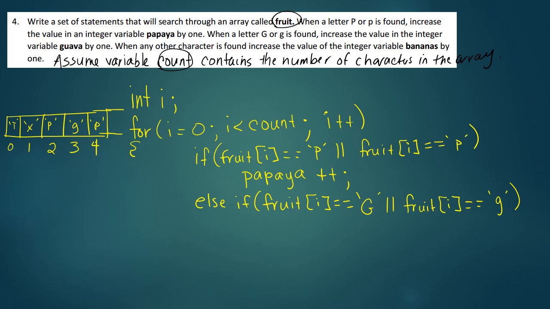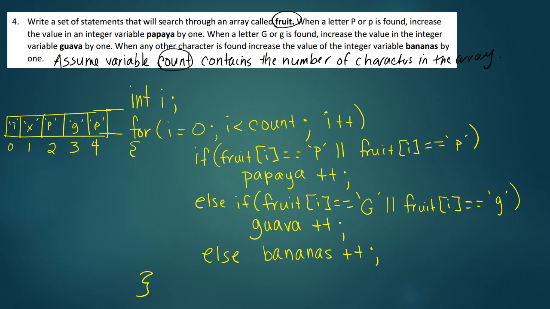So if we find a G, then we're going to add 1 to guava. And then if you find any other letter, you're just going to add 1 to banana. And since it doesn't say to write a function definition, then all we need to do is write the series of statements and the loop that's going to go through this array.